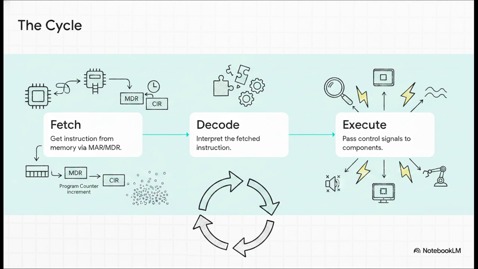Crucially, the program counter then increments by 1, getting itself ready for the next round. Step 2 is decode, where the CPU interprets what that instruction actually means. And step 3 is execute, where the CPU passes those decoded instructions as control signals to the correct components to actually perform the action. Fetch, decode, execute, over and over, literally billions of times a second.